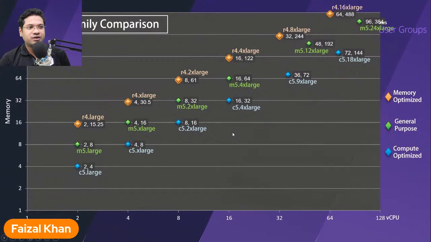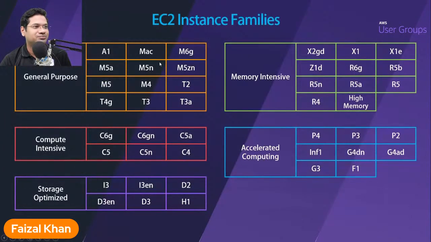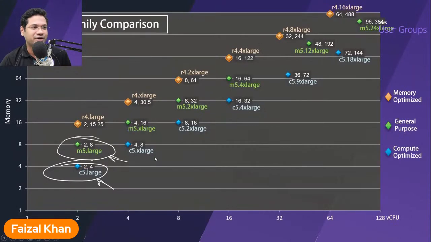So this is a chart you can look at to see how you plot the different types of instances. If you see the C5.large, it comes with about 2 CPUs and 4 gigs of RAM. But in an M5.large, it also comes with 2 CPUs, but it has about 8 gigs of RAM, right? So you see they're similar in the sense that the naming convention looks very similar. This is from the compute intensive family, and this is from the general purpose family. The memory intensive is the R series.